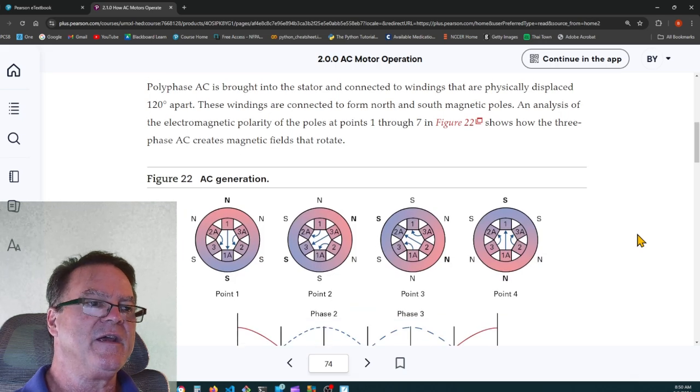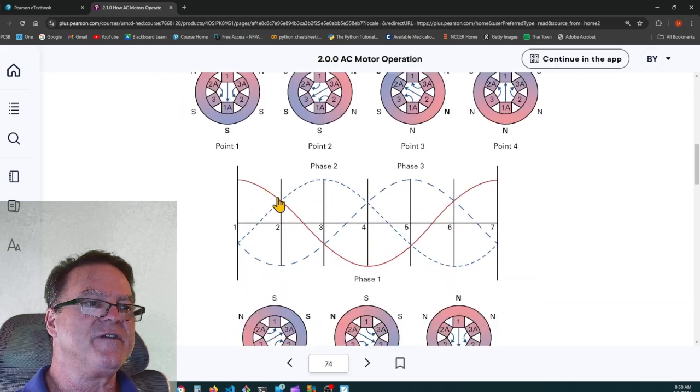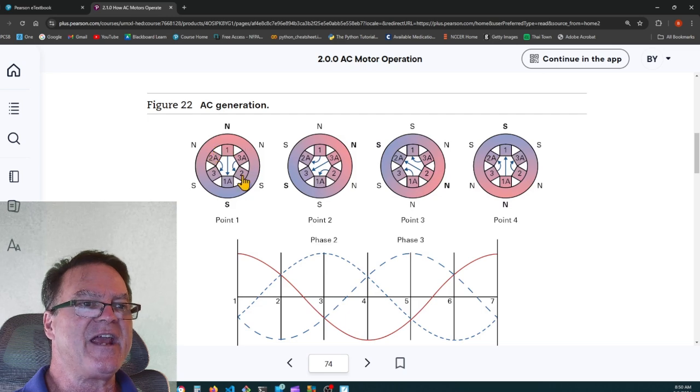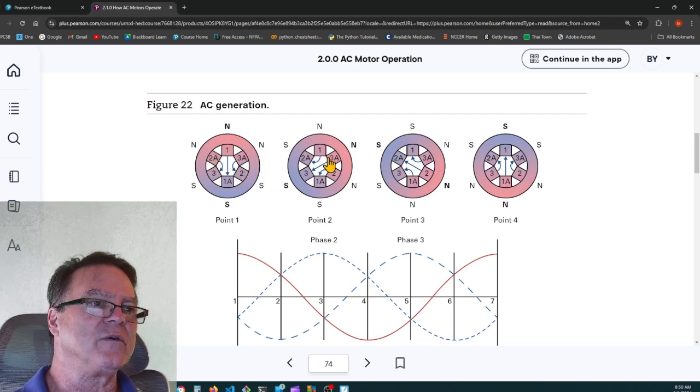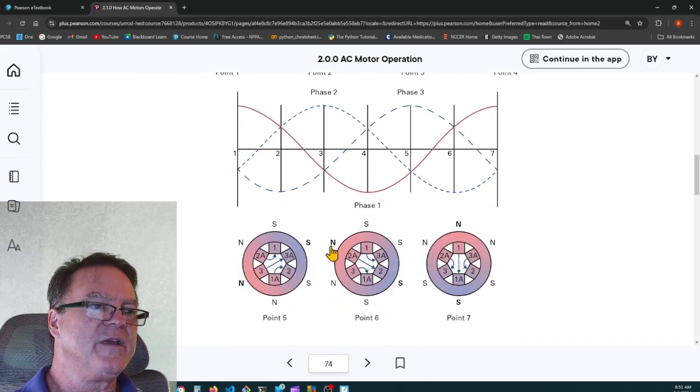So here they're trying to show us, here are your three phases. These are three incoming lines, three phases of power. And as we change those three phases of power, we change where the north pole is. Here's north, north, north. And here's a bold north, and a bold north, and a bold north. So that north pole is rotating around the stator.